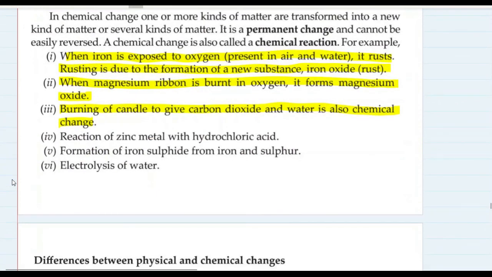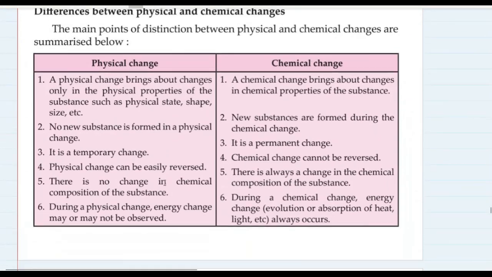Reaction of zinc with hydrochloric acid is a chemical change. Of course it is, you will study it in class 10th. Formation of iron sulfide from iron and sulfur is a chemical change. Electrolysis of water, breaking up of water into hydrogen and oxygen, happens when you pass electricity through water, not on heating water. That's why electrolysis of water is a chemical change, but heating of water is a physical change.